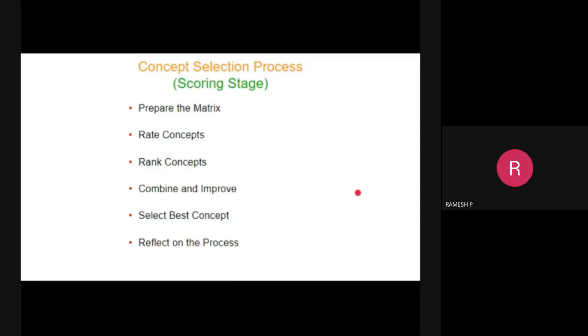As I said earlier, the scoring stage is similar to the screening stage. The only important difference is how the concepts are rated. In the screening stage, we rated with positive, negative, and 0. Here we are about to rate by providing the relative importance. Consider the FMEA scale, the scaling of severity, occurrence, and detection. Here we scale in the form of either 1 to 5 or 1 to 10.